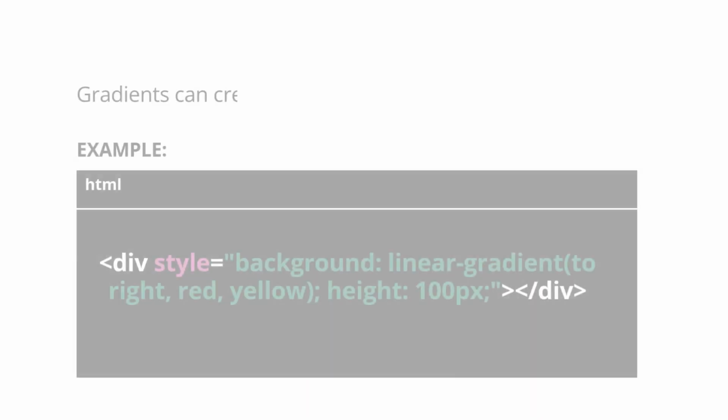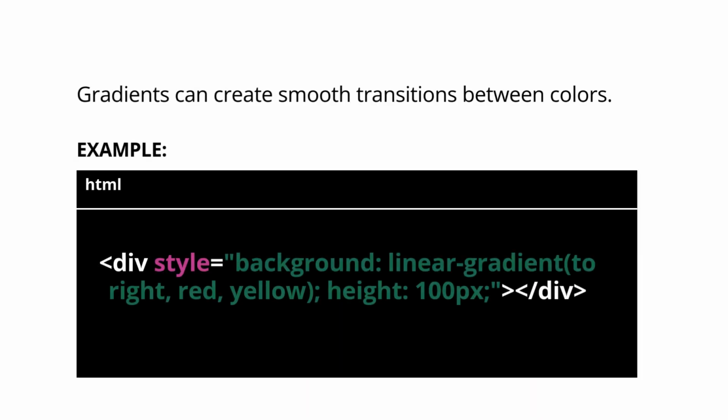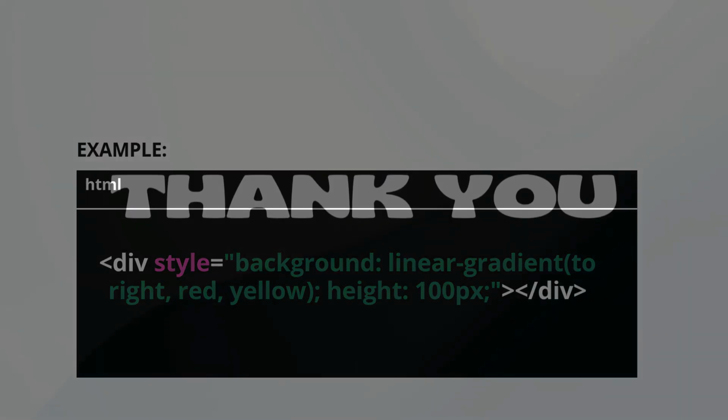Last is gradients. It can create smooth transitions between colors. Gradients create smooth transitions between two or more colors, giving a stylish and modern look to websites. They can be applied to backgrounds, buttons, and text.